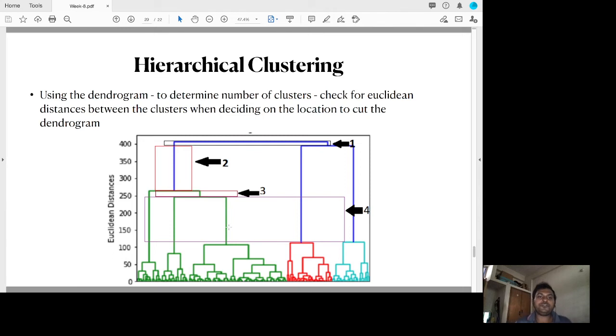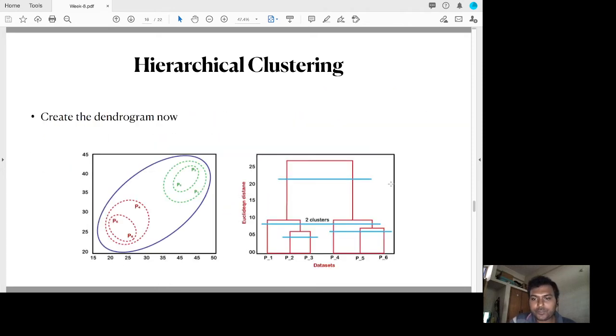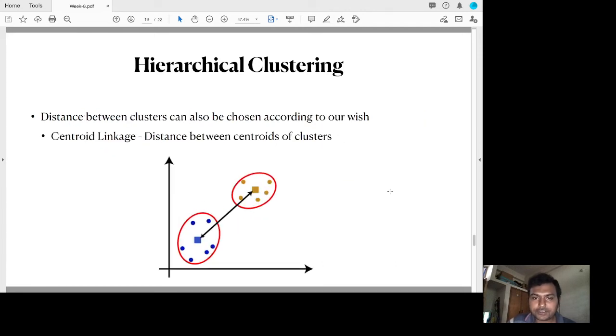Okay, so now we have computed the distance between the clusters. So how to use the Dendrogram to determine the number of clusters? That is the final question in hierarchical clustering. To determine the number of clusters, you have to check the Euclidean distances between the clusters when deciding on the location to cut the Dendrogram. As I told you, the position where you cut the Dendrogram decides the number of clusters that you will have in your particular algorithm.